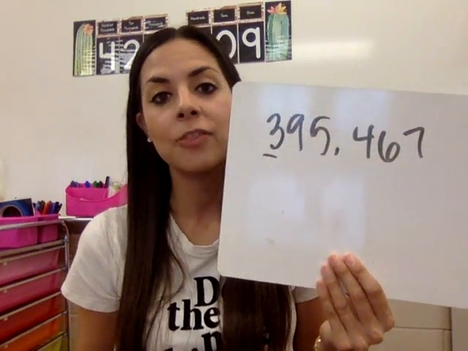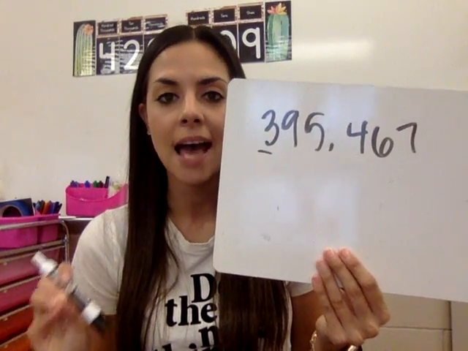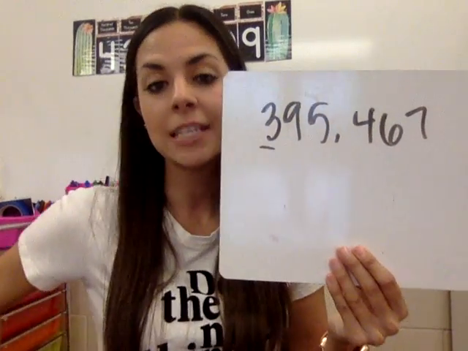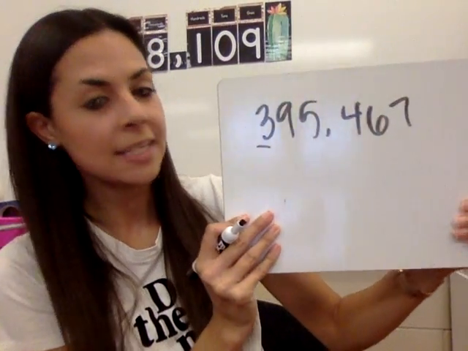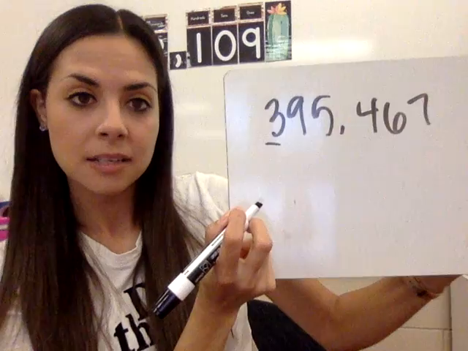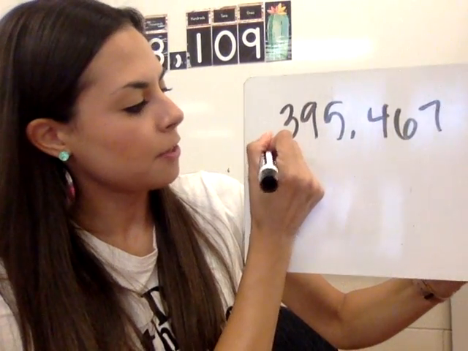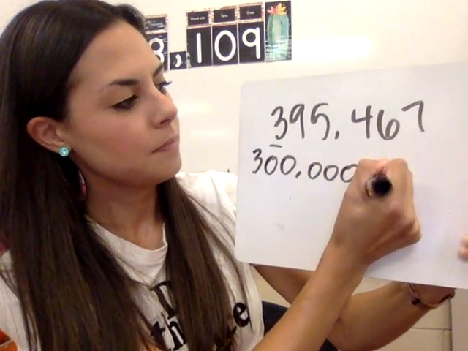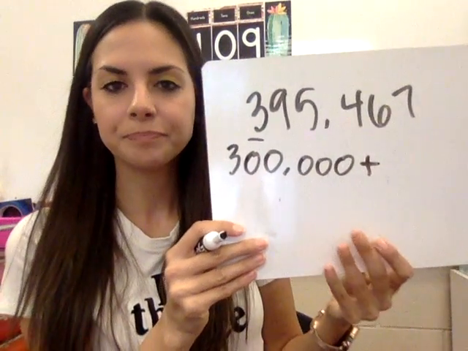And I know that my 3 is in my hundred thousands place. So if I want to write that number in expanded form, I'm going to take the 3 and I'm going to write the value of the 3. So the value of that 3 is 300,000. Remember, a plus sign goes after it.